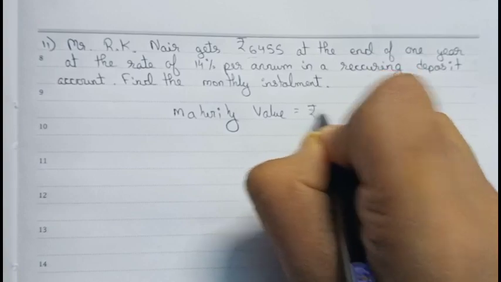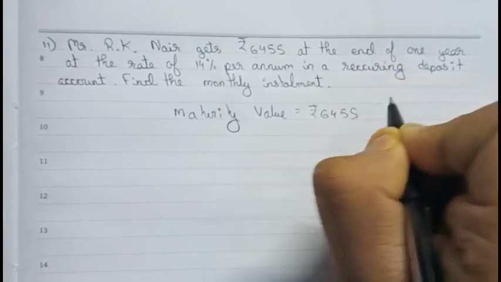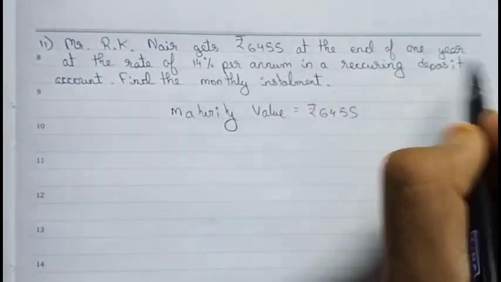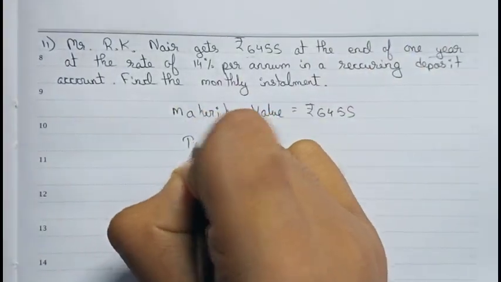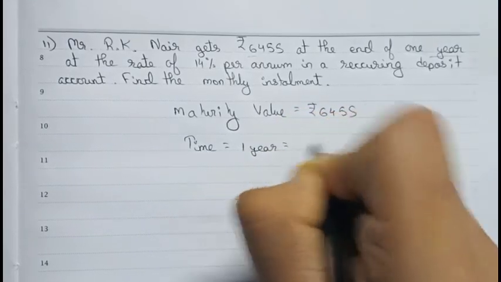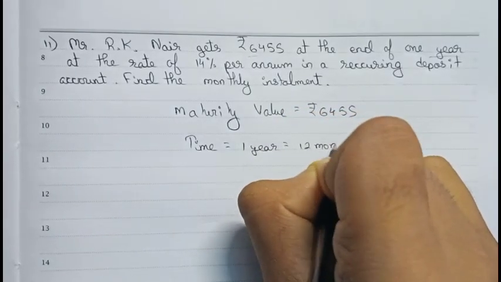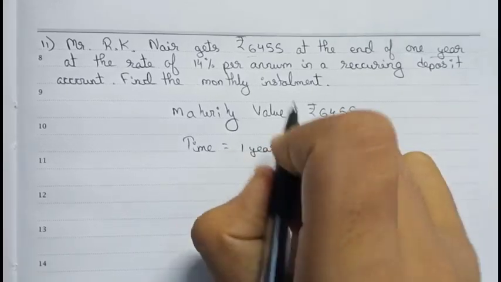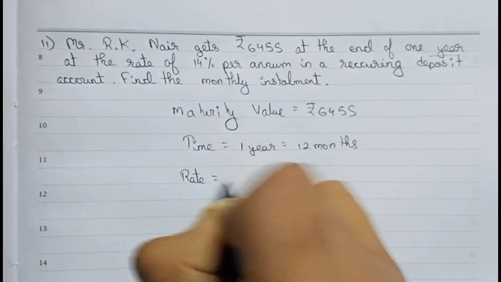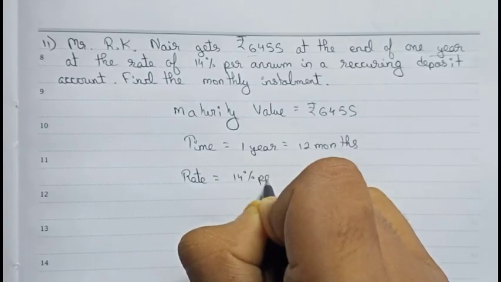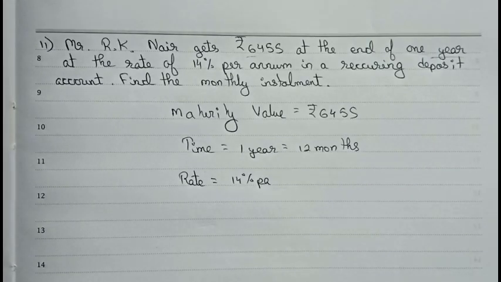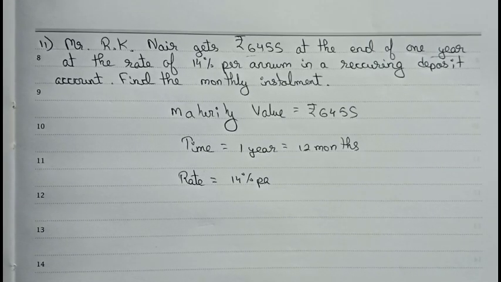Maturity value is rupees 6,455. It is given 1 year. So time is equal to 1 year, so 1 year means 12 months. The rate of interest given is 14% per annum. So with this information, we need to find out the monthly installment or the principal.